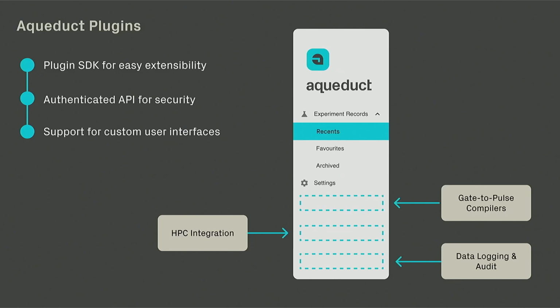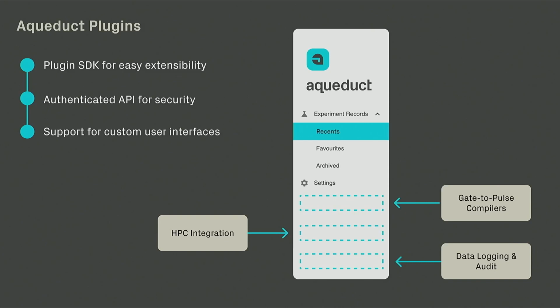HPC integration, which Cameron talked about, could go there. Other compilers could go here too. There was a talk about compilers, and they mean different things to different people, but you could put those there as well. And I'm only talking here about the UI. Of course, it would all be programmatic as well.